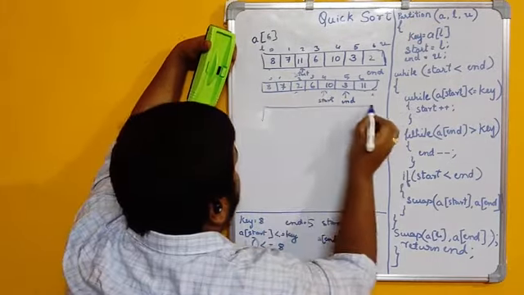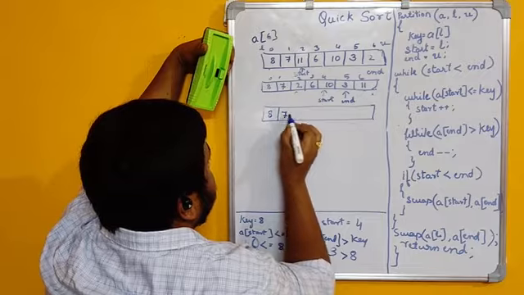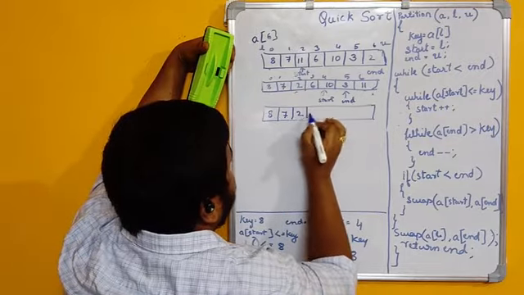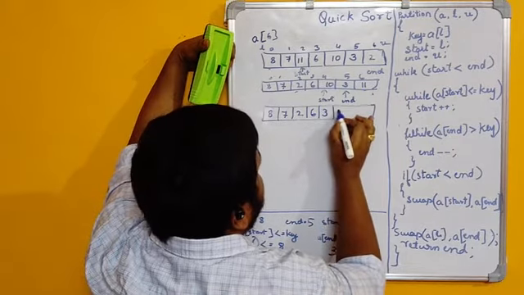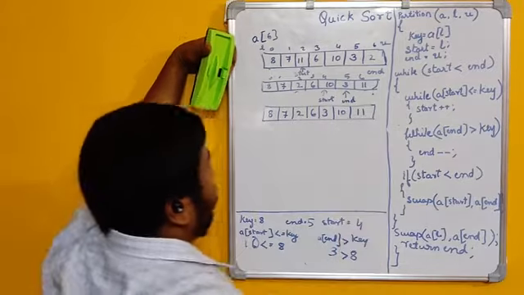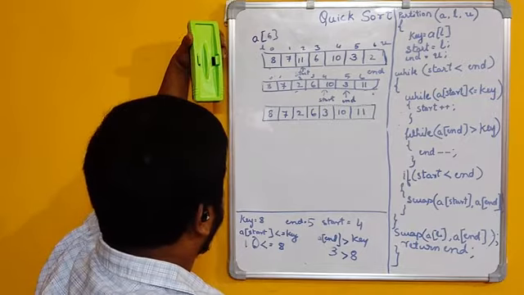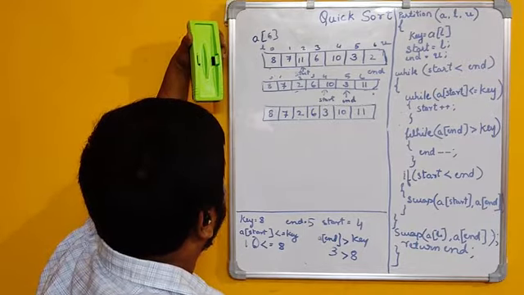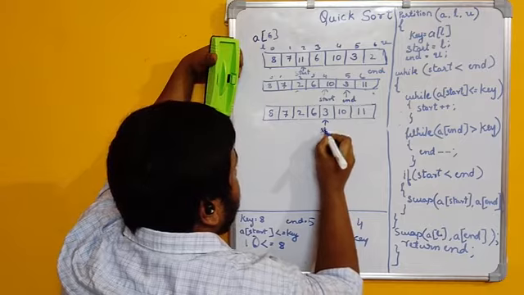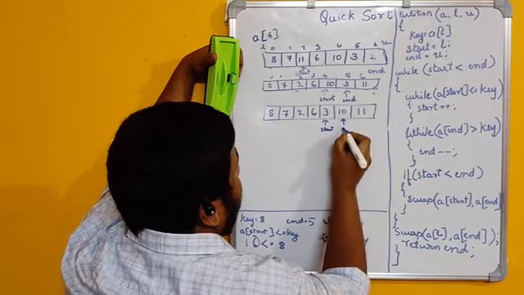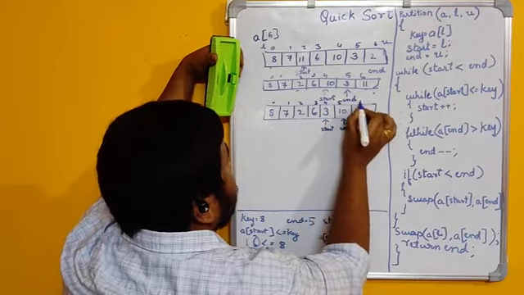So now our new array will be 8, 7, 2, 6, 3, 10, 11. Okay, what happened now? So now our start is here and end is here. 0, 1, 2, 3, 4, 5, 6.